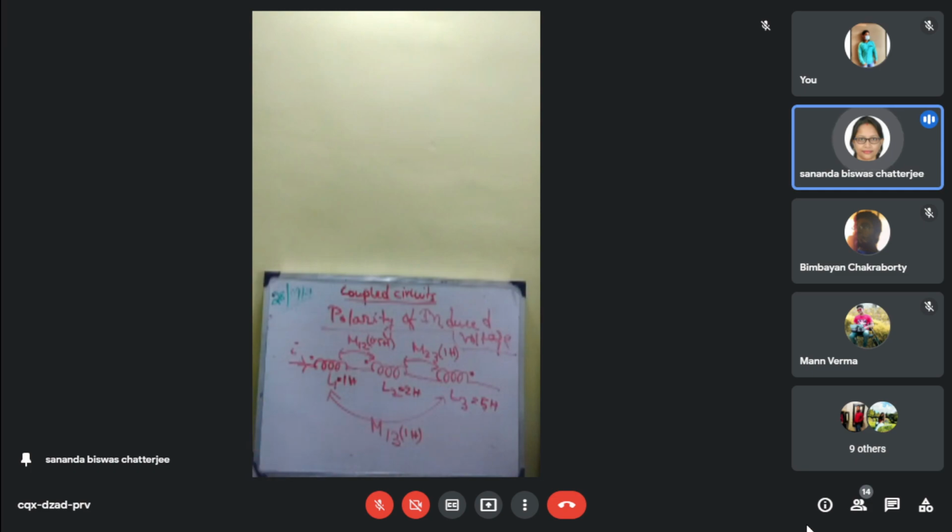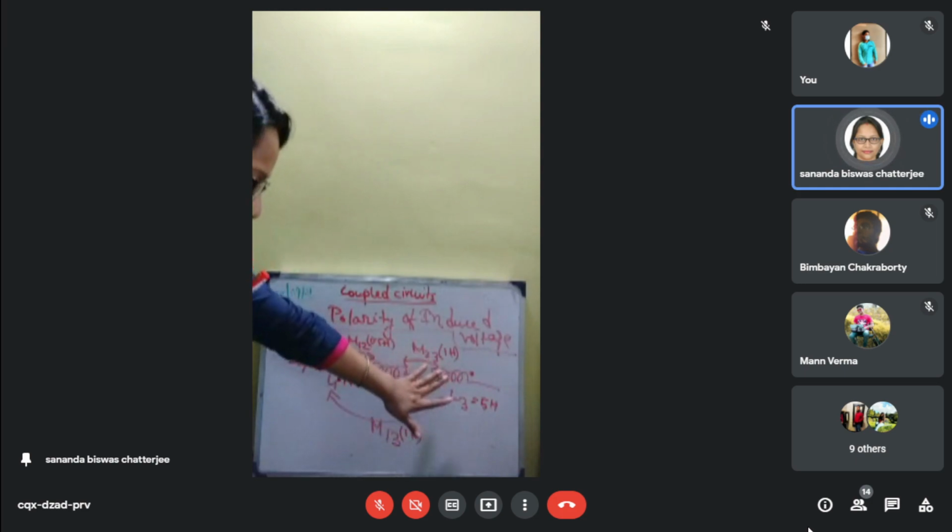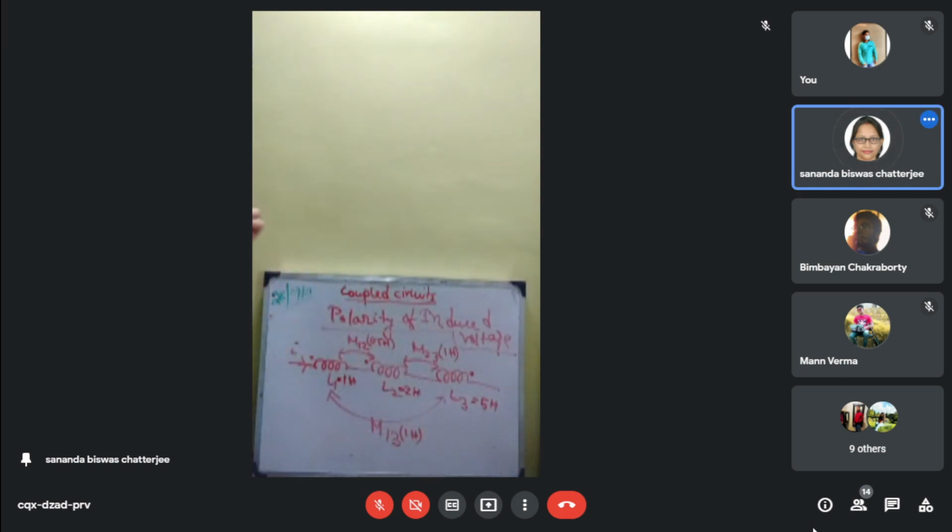Okay, I'm explaining again. If the dots are in the same position of both the coils, that means the M will be plus. But if the dots are in different positions of the coils, that M will be minus. Suppose our question is to find the net inductance. First of all, you have to find the value of coil 1, the value of coil 2, and the value of coil 3, and then we will add the three.